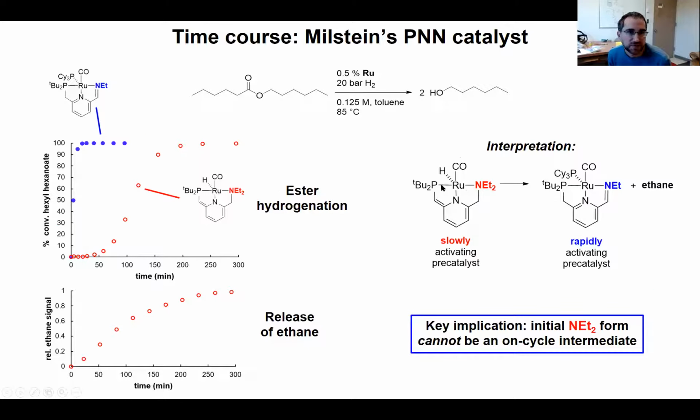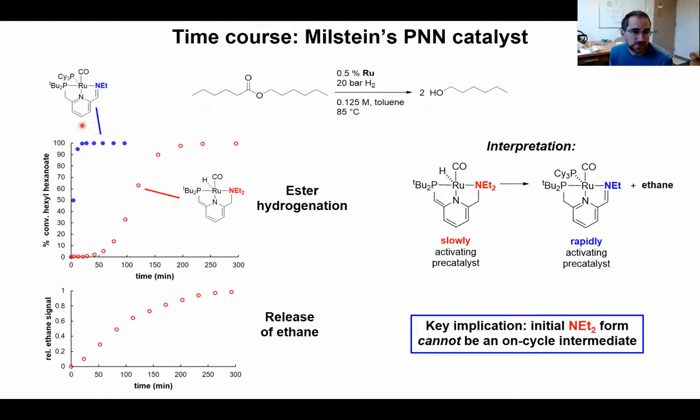Doing the same study with the Milstein PNN type catalysts, we see a really stark difference in the rates of reaction, depending on whether we use the dearomatized complex or the ruthenium 0-imine complex. The dearomatized complex has a long induction period where barely any catalytic activity is observed, and then the release of ethane even starts off a little slow. But what we see in this case is essentially the same thing: the dearomatized complex is releasing ethane slowly throughout the course of the reaction, and this induction period shows that the starting form of the catalyst is not active. It has to convert into something.